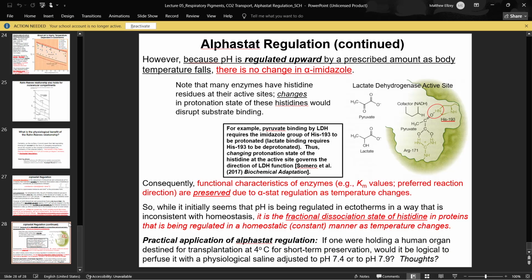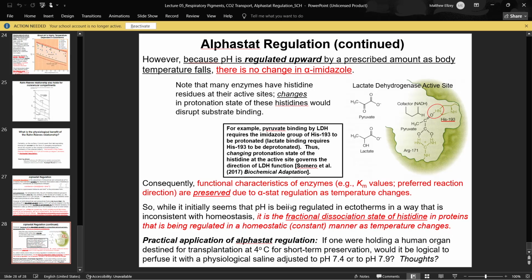So, alpha-stat regulation, continuing: the pH is regulated upward by a prescribed amount as body temperature falls. So, again, like I said before, there is no change in alpha-imidazole. Note that many enzymes have histidine residues, and changes in protonation states of these histidines would disrupt substrate binding. So, the functional characteristics of enzymes, the Km value and the preferred reaction direction, are preserved due to alpha-stat regulation as temperature changes. While initially it seems that pH is being regulated in ectotherms in a way that is inconsistent with homeostasis, it's the fractional dissociation state of histidine in proteins that is being regulated in a homeostatic manner as temperature changes.